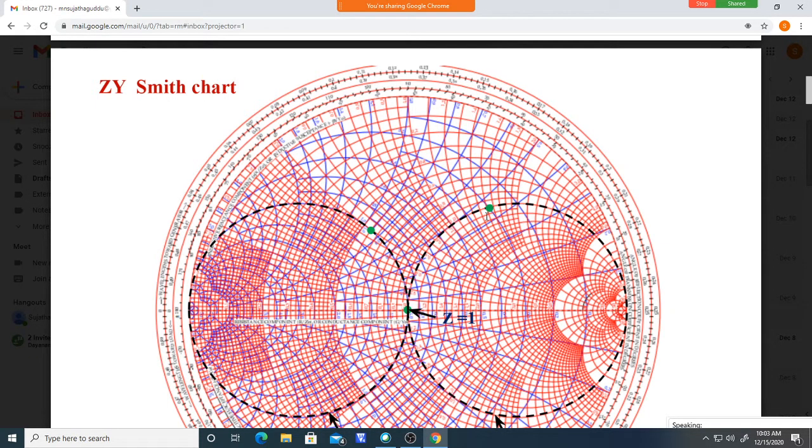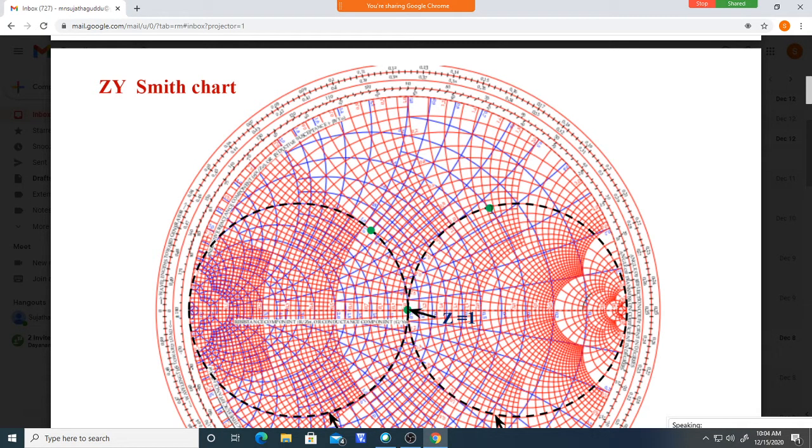For example, what is Y? Y is equal to G plus jB. G is the conductance and B is the susceptance here. So you should find the value of G and the value of B. Because Y is equal to G plus jB, you should first find the conductance value. To find it, you should find the conductance circle passing through this particular position.